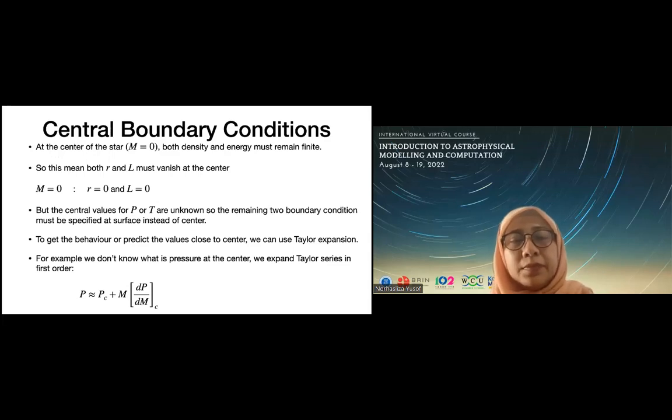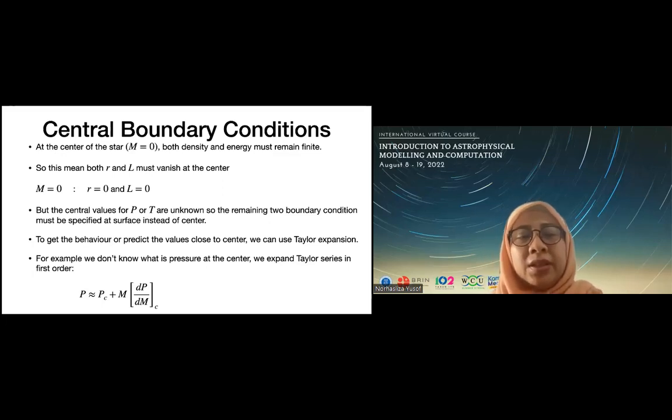But the center values for pressure and temperature are unknown. So these two boundary conditions must be specified at the surface instead of the center. Since this is unknown and this is 0, at the surface we have to put the value. If everything is unknown, we cannot solve it, all right?